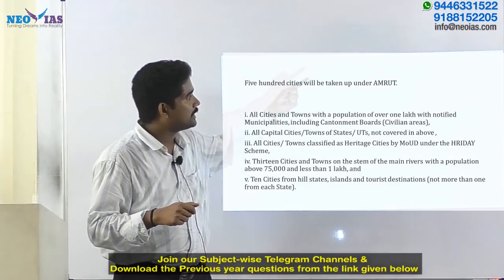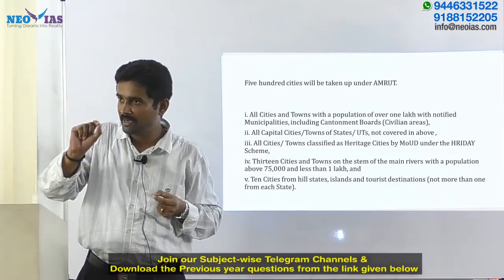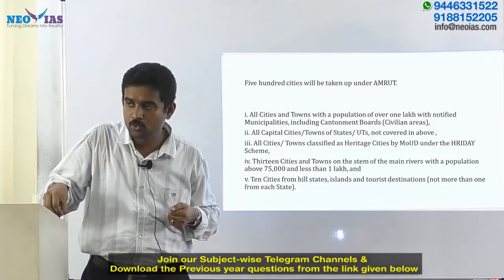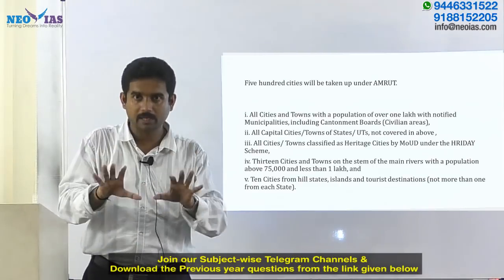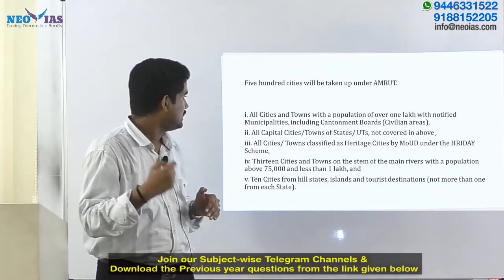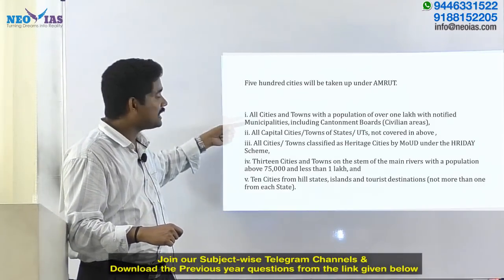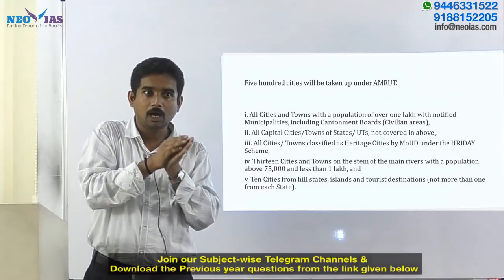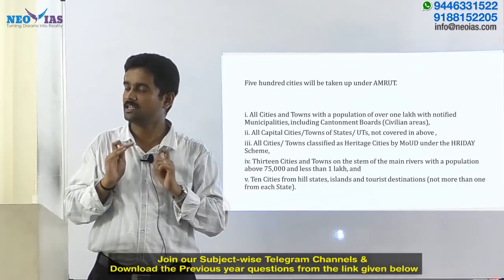Then 500 cities will be taken up under Amrut. Since the NDA government came up with the proposal of the Amrut scheme, the target is to make these interventions in 500 cities. Then what are the cities, or the nature of cities, involved under the Amrut scheme? Let us have a quick look at that as well.